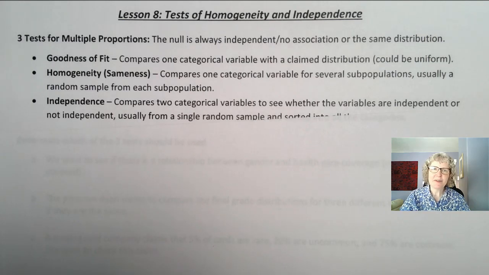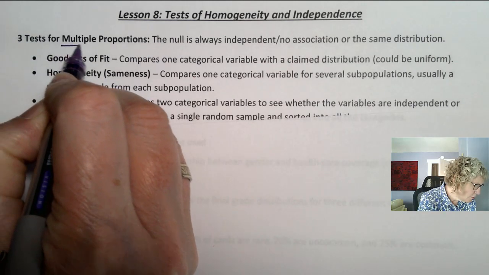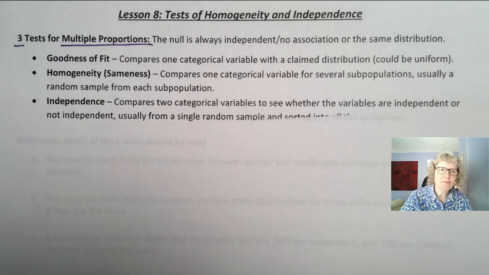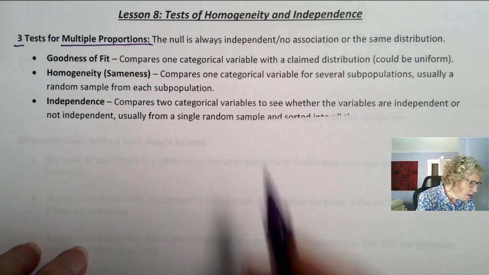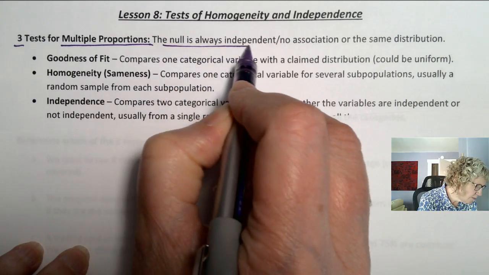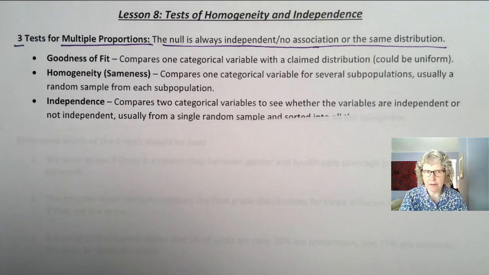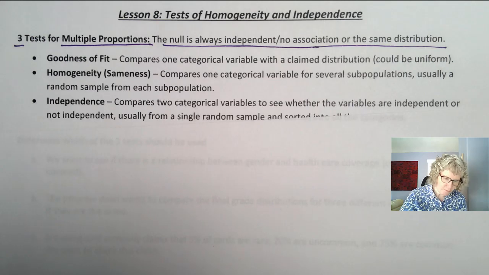Hi again. In this lesson, we're going to continue our chi-square tests, and we're going to do tests of homogeneity and independence. Okay, so let's talk about that. With the one we did in the last lesson, goodness of fit, that gives us 3 tests. So first thing I want to do is distinguish between these 3 tests. All of these use multiple proportions, so more than 2, and here's what they have in common. The null is always independent, no association, or the same distribution. Okay, so let's come back to that after we talk about the different tests here.